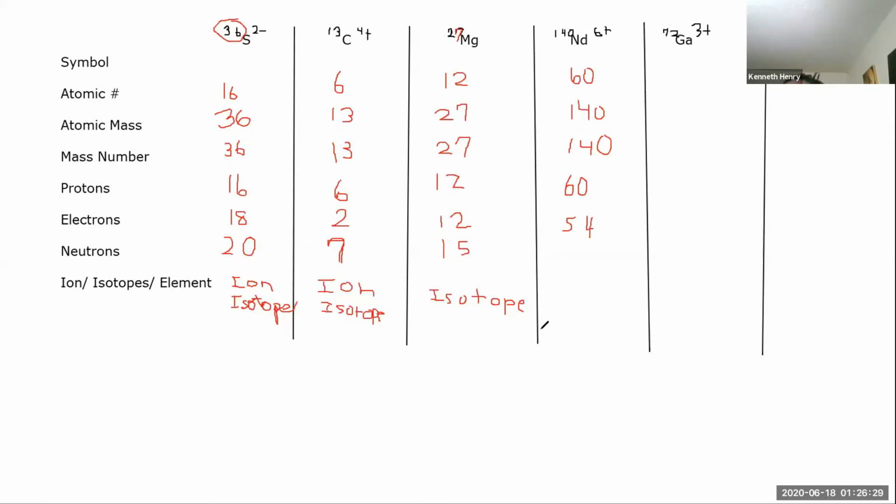Well, while he's doing the calculation for that one, is it an isotope, an ion, or an element, or a combination? Ion and isotope. It's 80. Okay. That is correct.